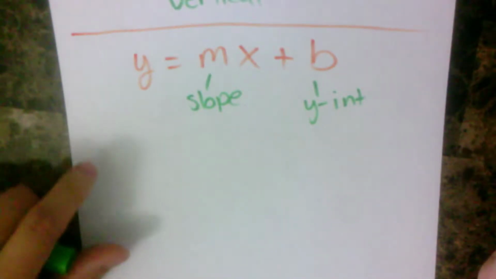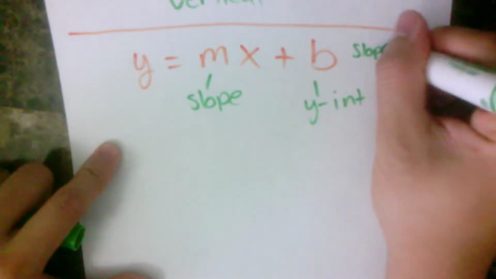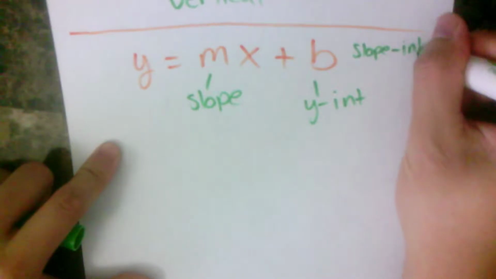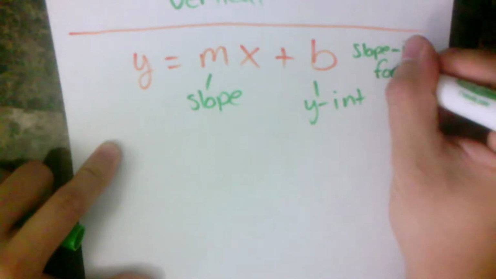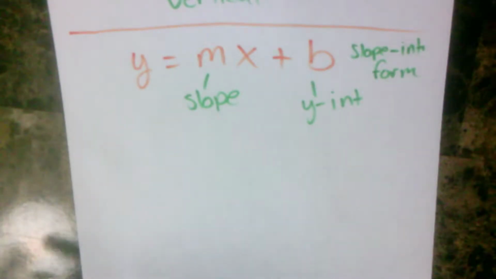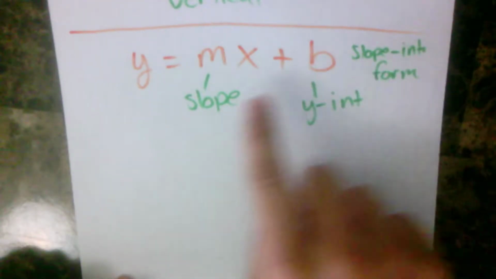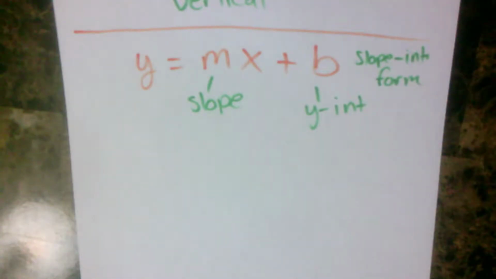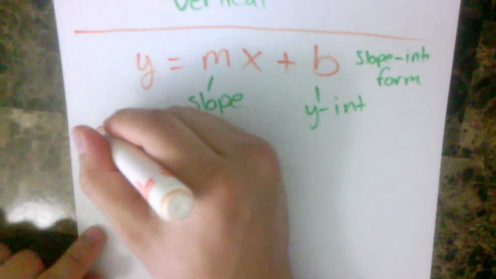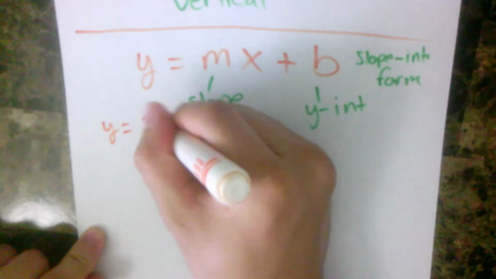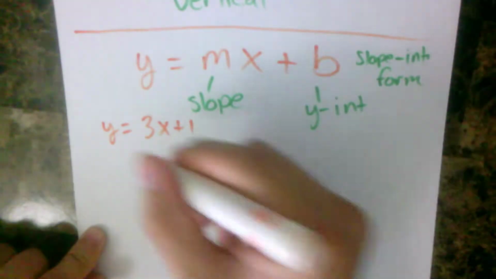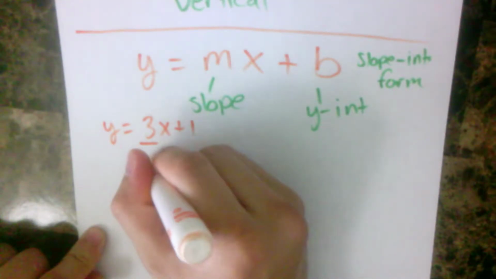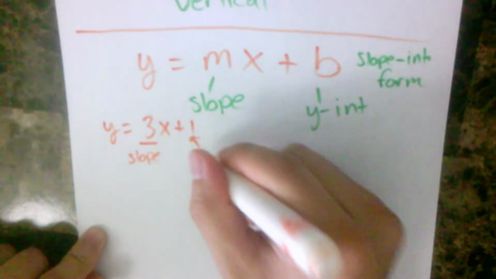Okay? This is why this is called slope-intercept form. I'm not going to write out intercept. I ran out of room. But anyway, this is why it's called slope-intercept form, because it's based off your slope and your y-intercept. All right? So if I give you an equation like y is equal to 3x plus 1, 3 is your slope, and 1 is your y-intercept.